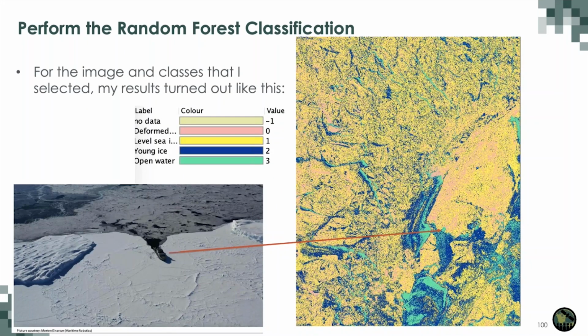For the image classes that I selected, my results turn out like this. I also now pointed towards where we actually were with the ship within this image. An area that here has been classified as open water because it's a very flat area. So the classification is not perfect here, and it's something that we need to continue working on. But for now, this is to show you how you can do your own sea ice classification map using a random forest classification.